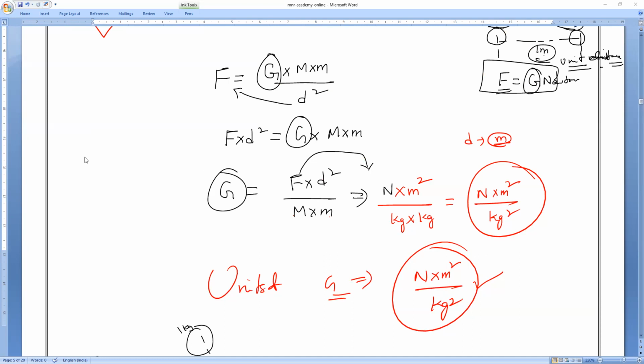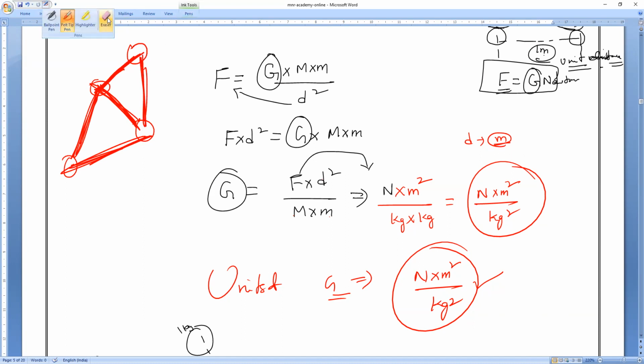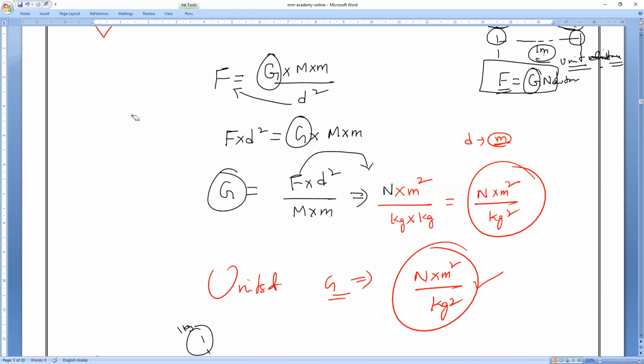Suppose I take three objects, here one body, here one body, here one body. These two are having force of attraction, these two are having force of attraction, these two are also having force of attraction. If there is a fourth body, these two are also having force of attraction. Any bodies, any direction, any two particles in the universe, they will be having a force of attraction between each other. Clear? Yes, sir.